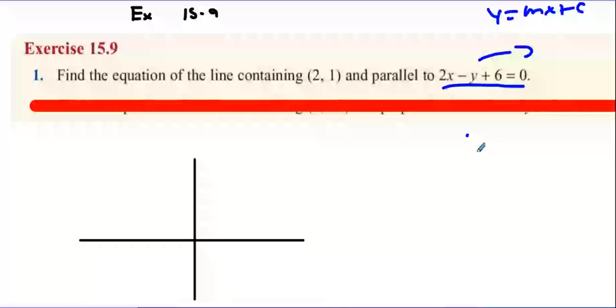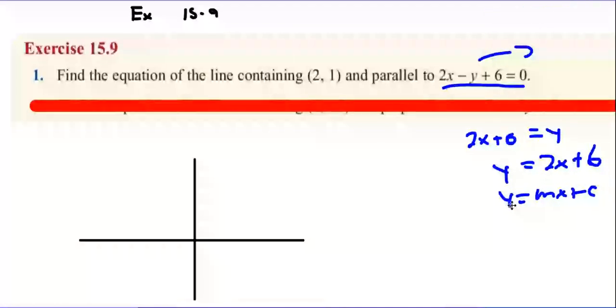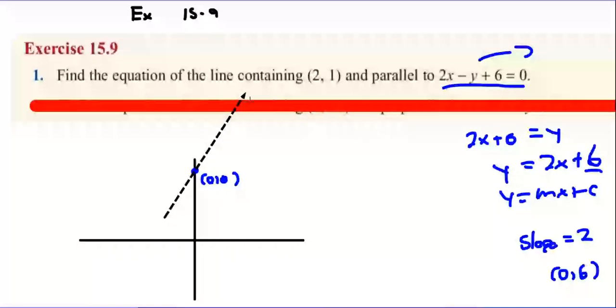Bring y over to the other side and we get 2x + 6 = y. Spin it around, so now it says y = 2x + 6. Then if y = mx + c, that means the slope is 2 and the intercept is (0, 6). So imagine (0, 6) here, and then imagine a line that goes up through it with a slope of 2. A slope of 2 is 1 across, 2 up, so it's going to be quite a steep slope.